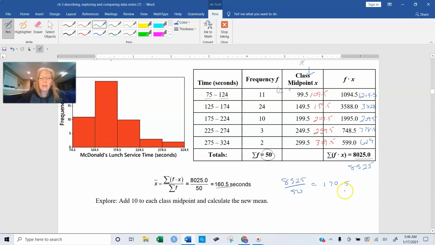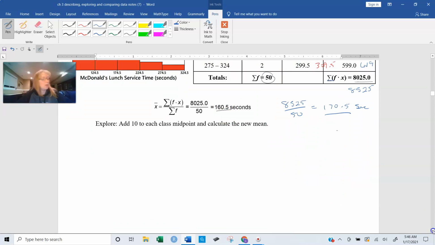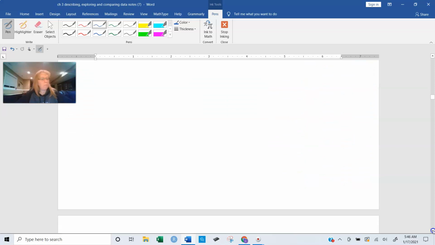It increased by 10 seconds, correct? So all we have to know, if I said increase by 10 seconds, all we have to do is increase the average by 10 seconds, which totally makes sense because we increased everybody by 10. Should not have been a surprise.